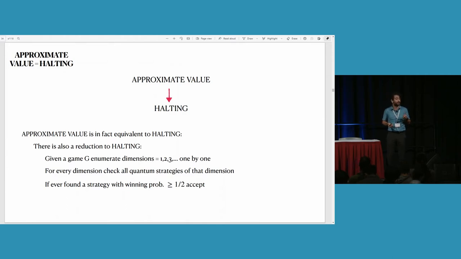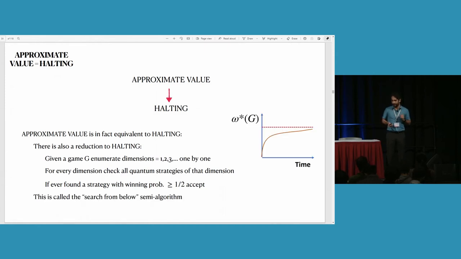So what is the property of this Turing machine? It should be clear that the Turing machine halts if and only if the game has value one. So that gives me the property that I want for the reduction. And there's a name for this Turing machine. We call it the search from below semi-algorithm. It's called search from below because if I follow this procedure, I would approach the value of the game from below.